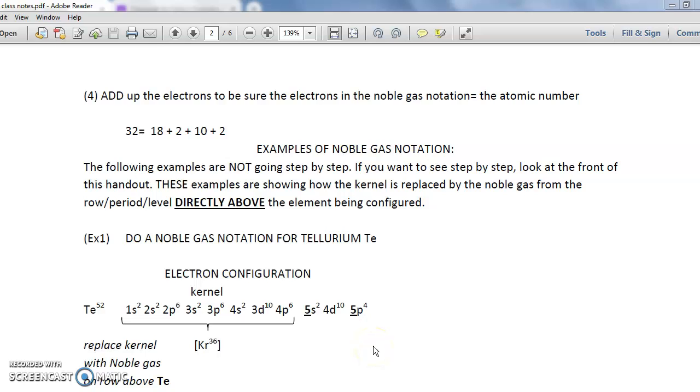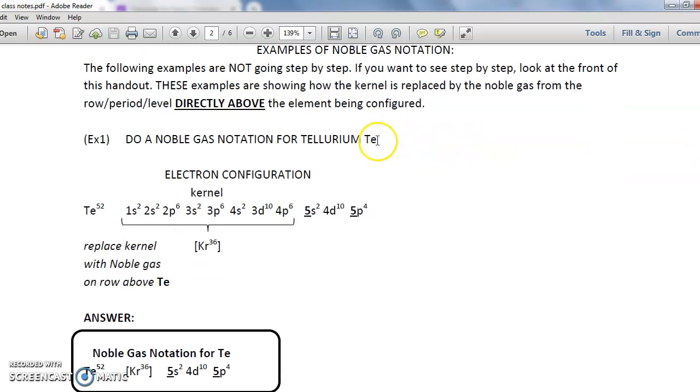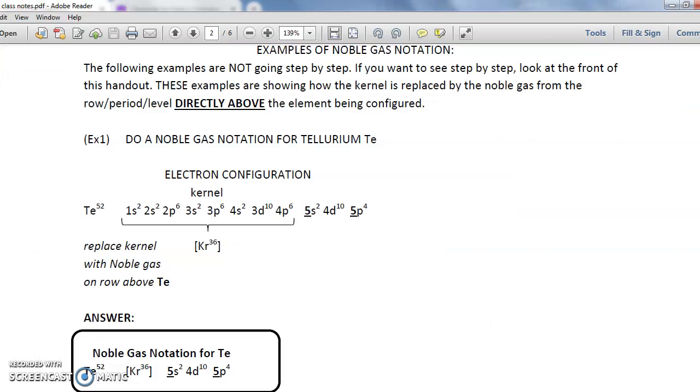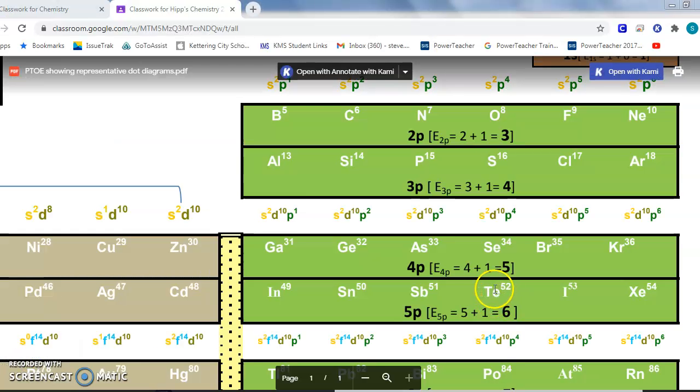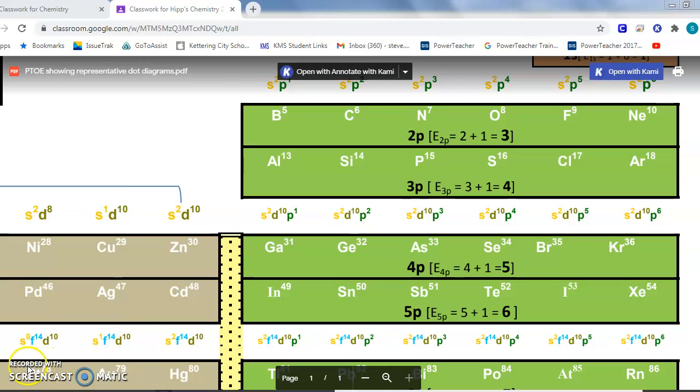All right. We're going to pick back up with another example. On this one, example number 1, we're going to do tellurium, Te. So we need to go on to the periodic table of elements. Again, this is a very easy table to use right here. So here's tellurium 52. So we'll start off by writing tellurium 52.